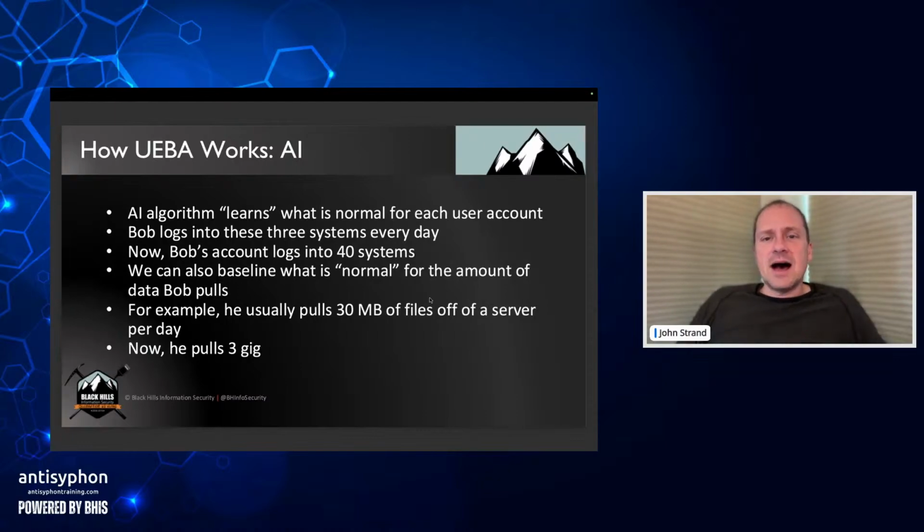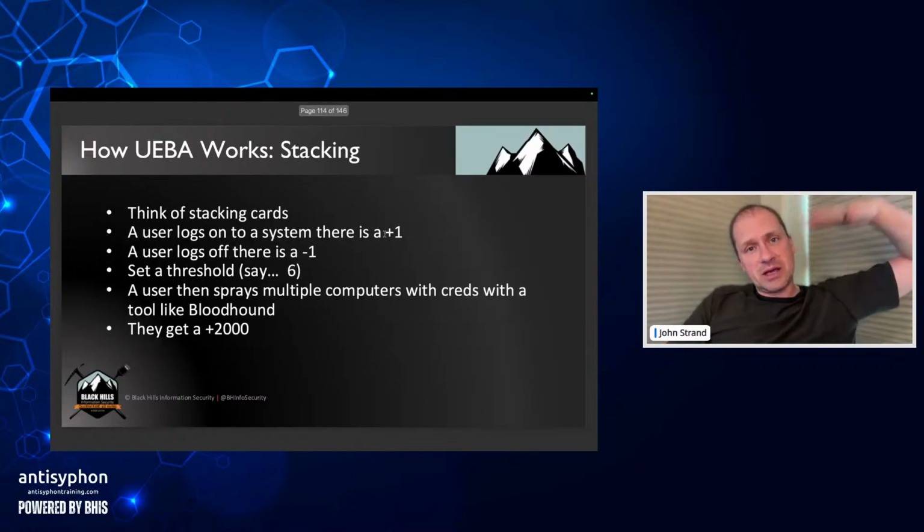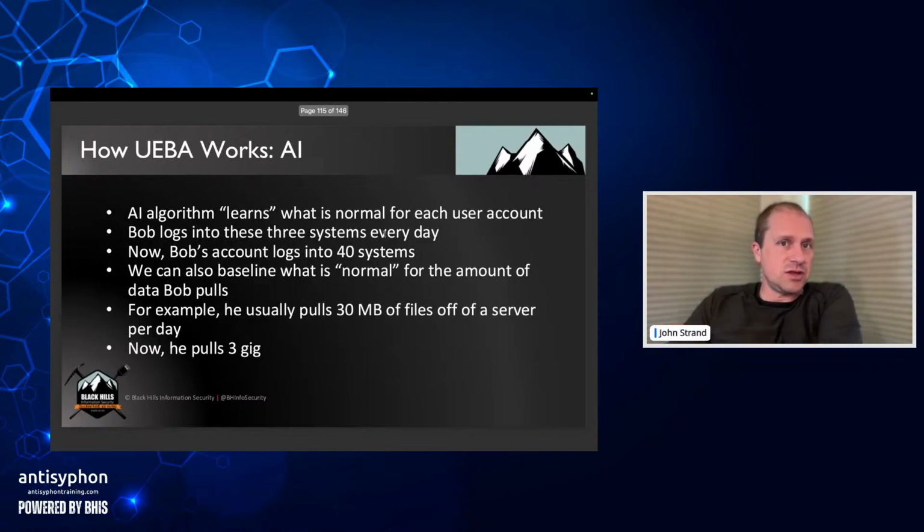All right. So AI learns what's normal. It learns what the patterns are for each user. If Bob logs into 3 or 4 systems a day, that could be normal for Bob. Now, if Bob's logging into 40, that's weird. If a systems administrator is logging into, let's say, 19 systems a day, that would be normal for that user. So instead of setting defined thresholds, AI would learn and baseline what is normal for each of the user accounts. You may have a user that's normally pulling 3 meg off a server a day.